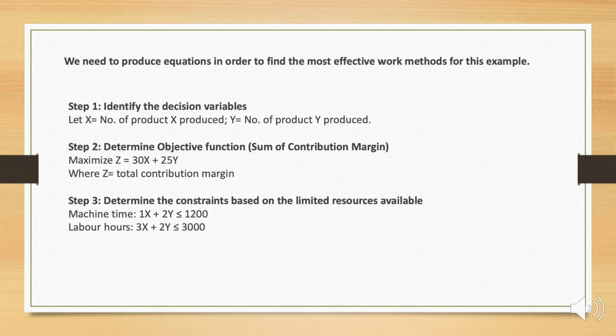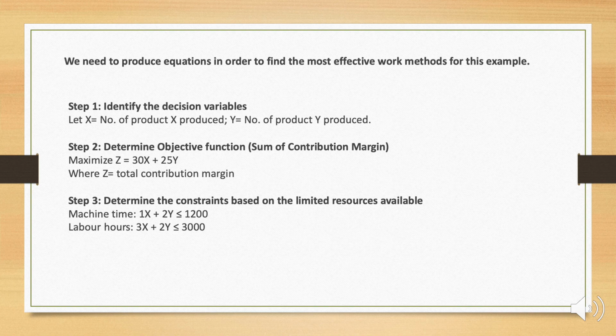We need to produce equations in order to find the most effective work methods for this example. Step 1. Identify the decision variables. Let X equal the number of product X produced, and let Y equal the number of product Y produced. Step 2. Determine the objective function, the sum of the contribution margin. Maximize Z equals 30X plus 25Y, where Z equals the total contribution margin.